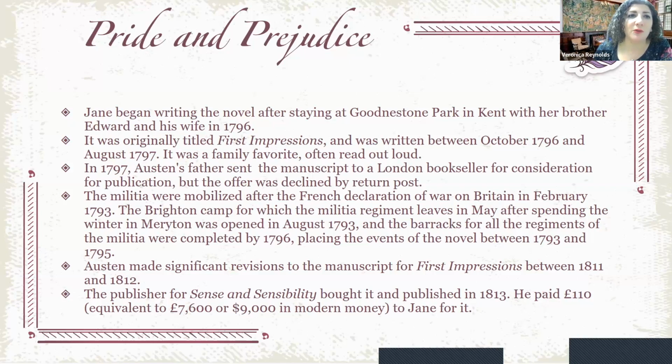Austen makes huge revisions to this manuscript between 1811 and 1812. The publisher that had purchased Sense and Sensibility buys it. It's the only book that she doesn't have to do by commission. It's published in 1813, and he pays her £110, which is the equivalent of about $9,000 today, to Jane. And when you know how many copies that book has sold, you know that he had a real steal.